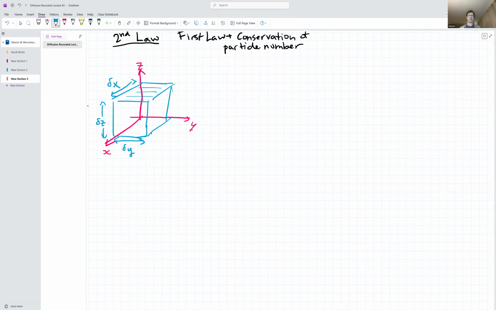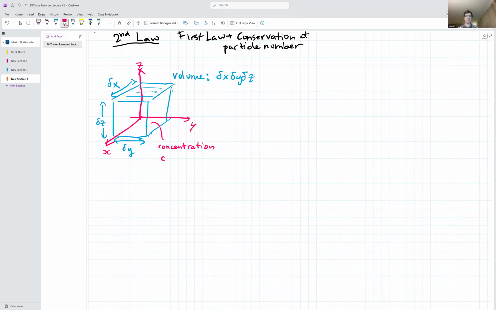It's a little cube. So it has a certain volume. That's just the product of the three different dimensions. And what we're going to consider is the concentration of particles inside the box. So what happens to the concentration of particles in here?